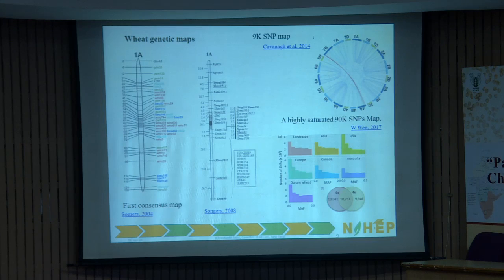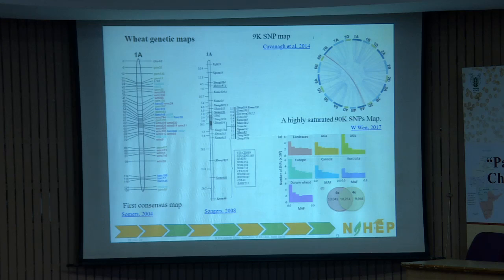The next one was the highly saturated 90K SNP chip. If you look here, this is the one they developed. This shows the number of SNPs, and they used landraces, Asian lines, USA, Europe, Canada, Australia, and some of the durum. All those accessions, what I said, 794 accessions, they sequenced and genotyped. So for hexaploid wheat, this shows the number of SNPs unique to tetraploid wheat. This shows the number of SNPs unique to hexaploid.